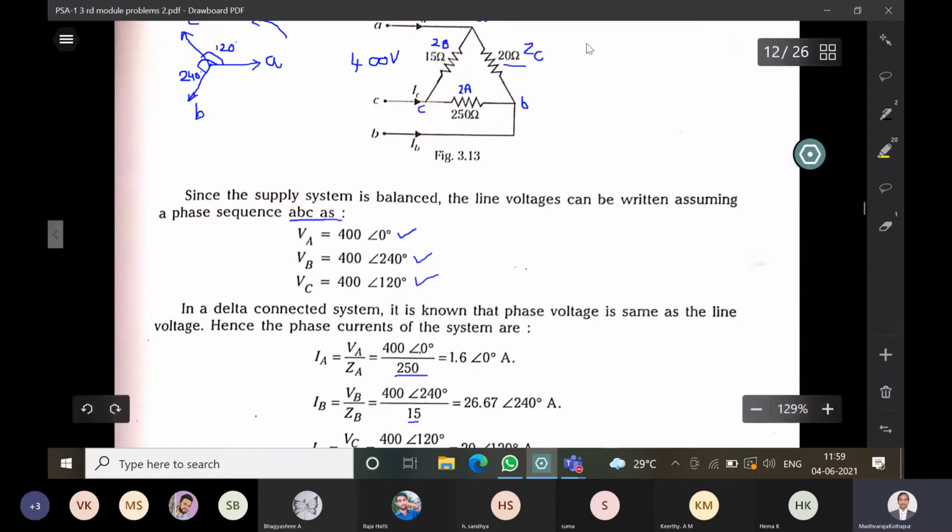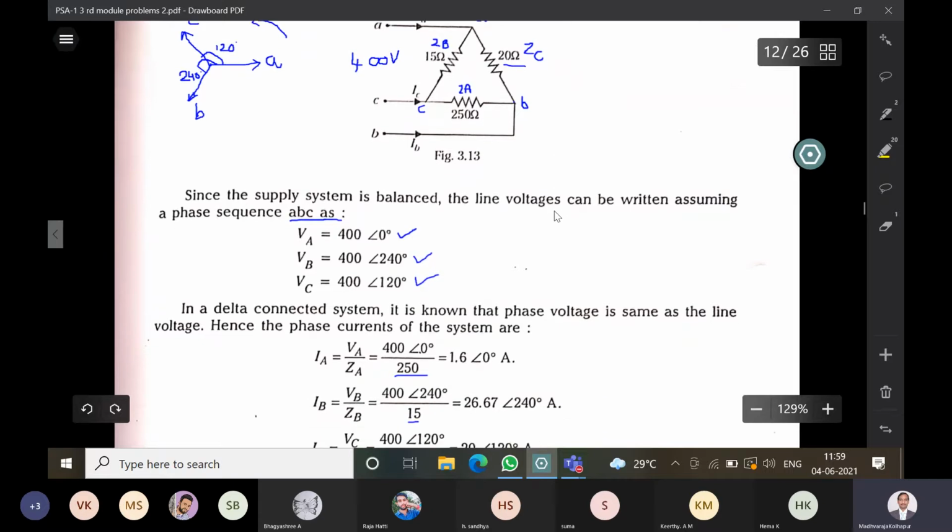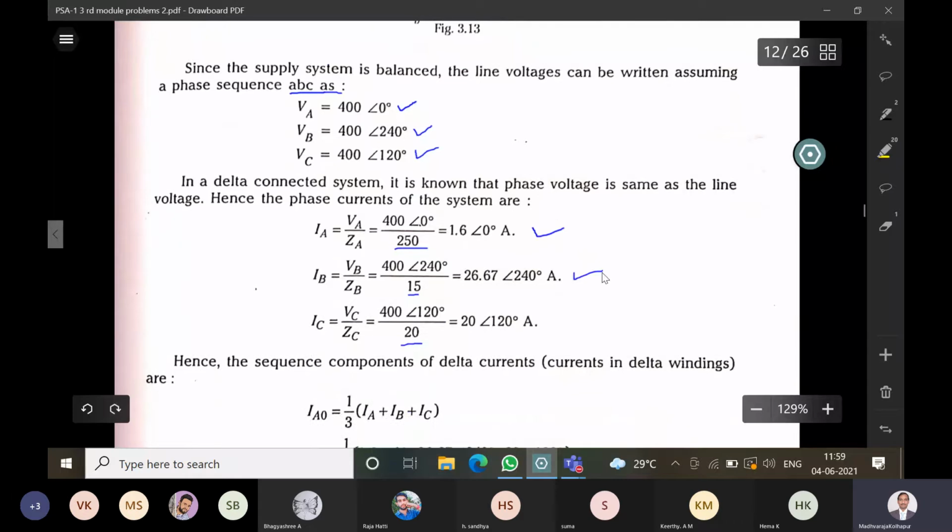ZA, ZB, ZC are taken from opposite vertexes. See small a, small b, small c, opposite vertexes. In between B and C, ZA is there. In between A and B, resistance ZC is connected, and in between A and C, resistance ZB is there. Opposite vertexes, right? So calculate the IA, IB and IC values. 400 at an angle 0 by 250. How much did you get?